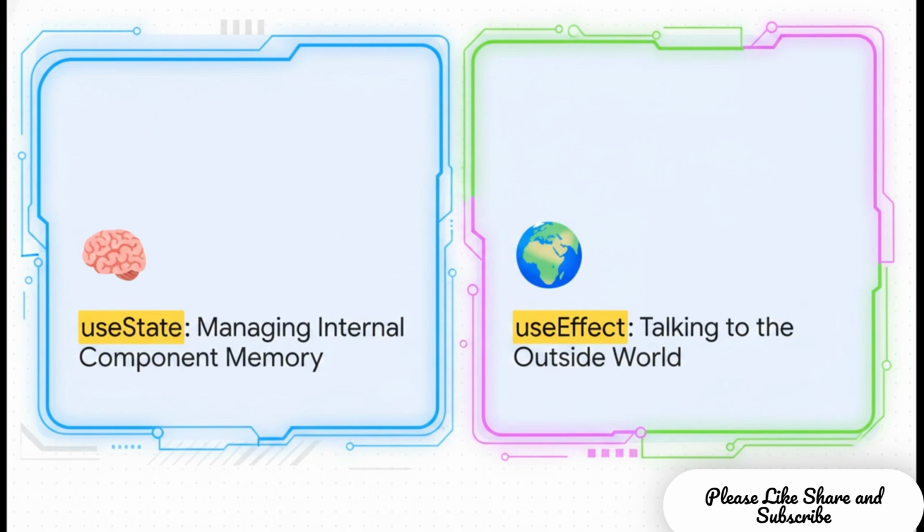Then we have useEffect. This represents your component's senses, its way of talking to the outside world. We actually call these side effects. Whether you're fetching data from an external API, subscribing to an event, or manipulating the DOM directly, useEffect is the exact hook you're going to need.